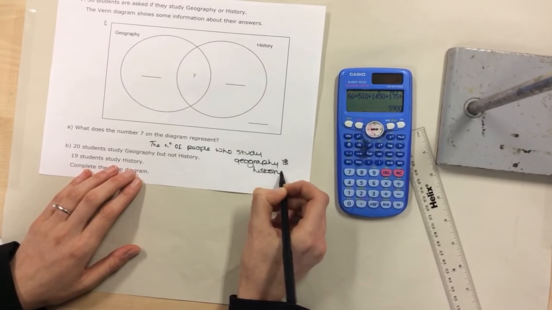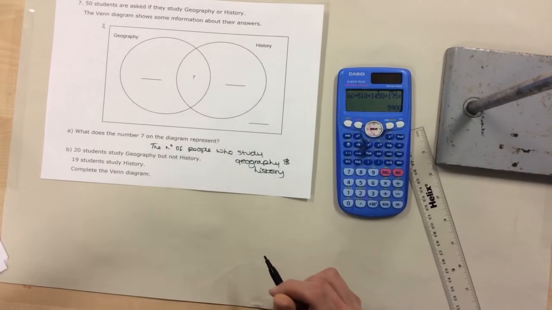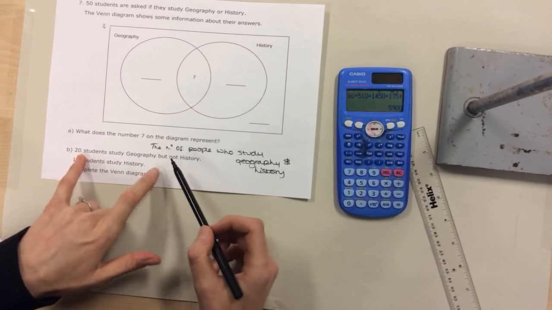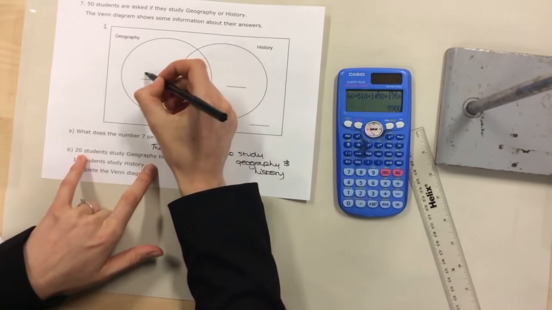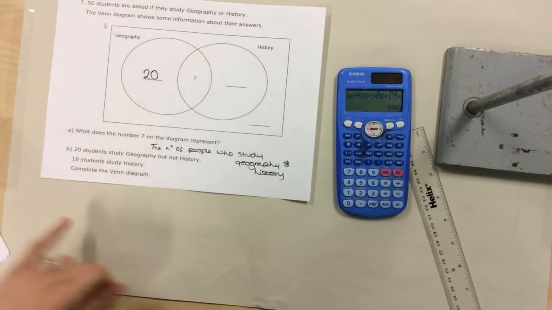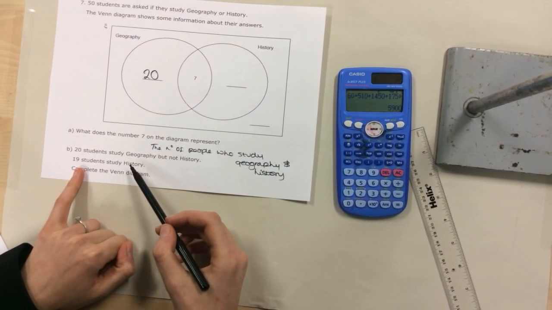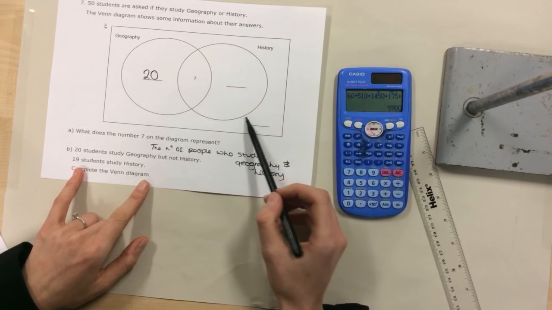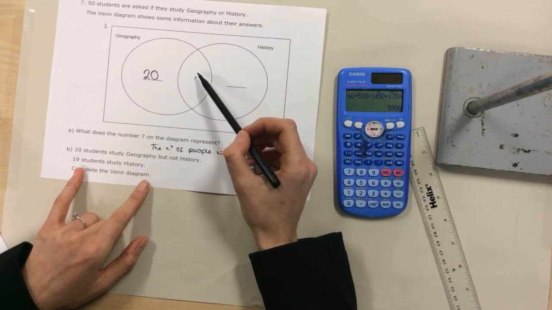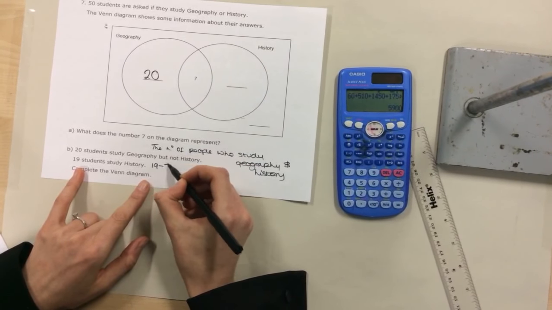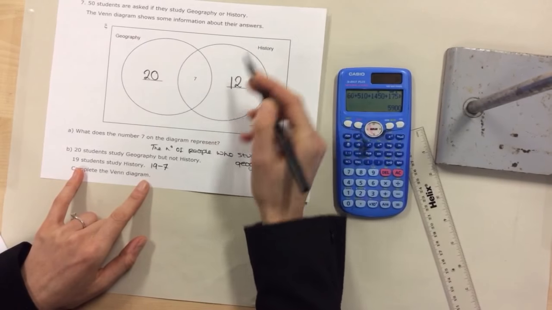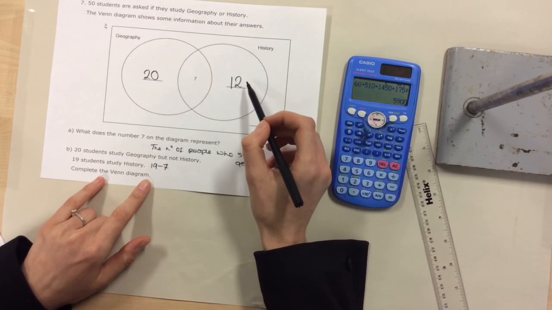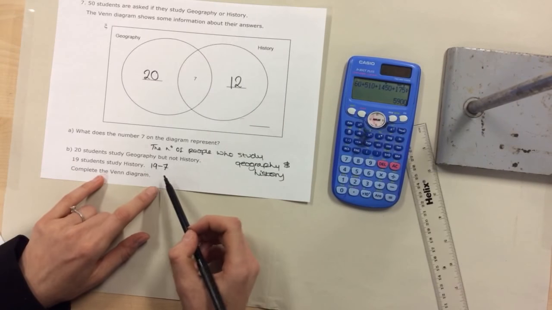Okay, the next part of the question says 20 students study geography but not history. That's really important. So because they study geography and not history, I'm going to write 20 in the geography side. The next part says 19 students study history. Now this whole circle here is the set of students who study history. So because I've already got 7 in the intersection, I actually have to calculate 19 minus 7, which is 12. So the whole set sums to 19, but actually 12 study just history, with 7 studying both. And then complete the diagram.